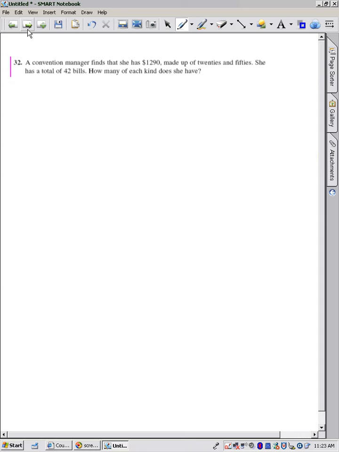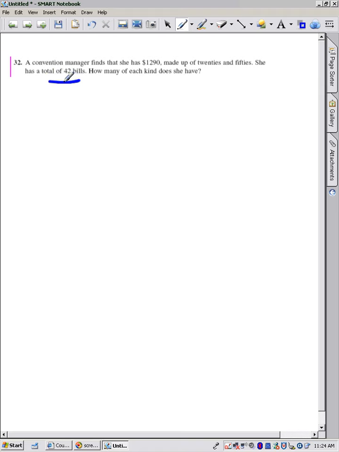The last problem is similar. A convention manager finds she has 1,242 bills. How many of each kind does she have? Now, I said it's similar, but it is different in one respect. It doesn't tell us specifically how the number of 20s and 50s relate like the last problem. Instead, it just tells us how much we have together.